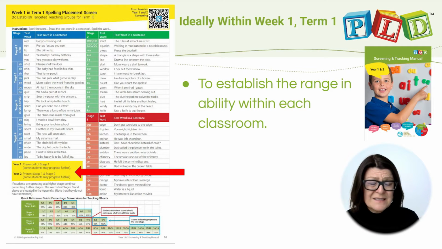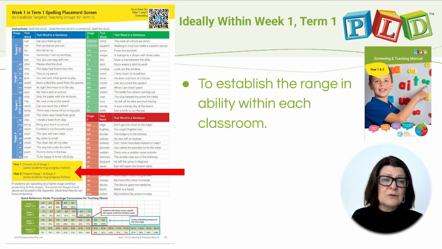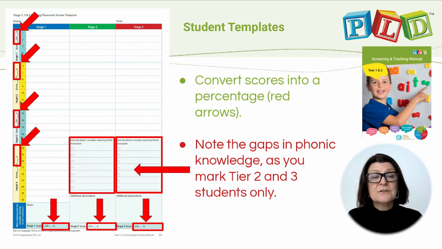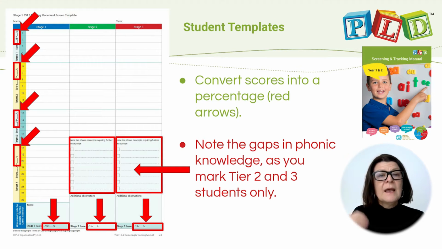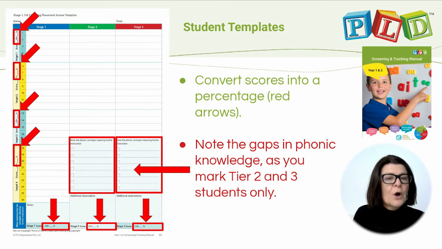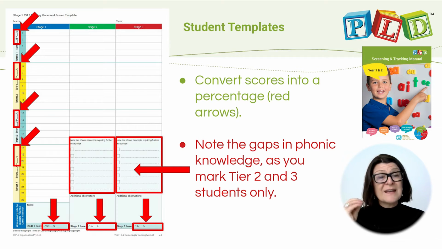And this percentage converter is really, really useful for goal setting. The manual includes a template for students to write their spelling into. It's important that each section you convert into percentages and use that percentage converter in the previous slide. However, you only note the phonic gaps for your Tier 2 and Tier 3 students, your delayed students.